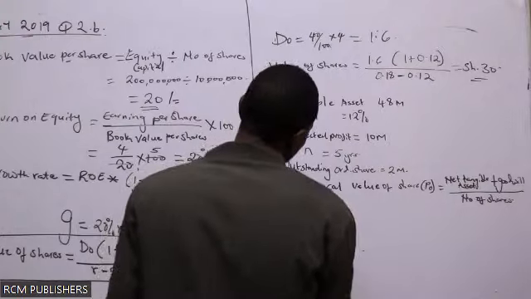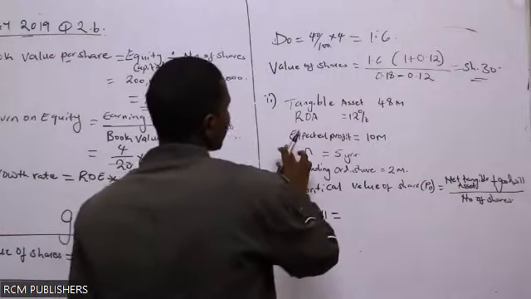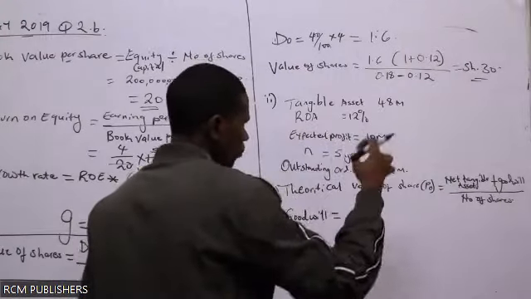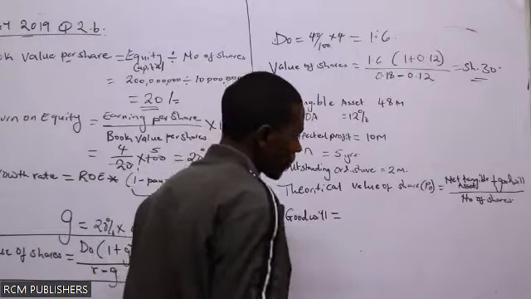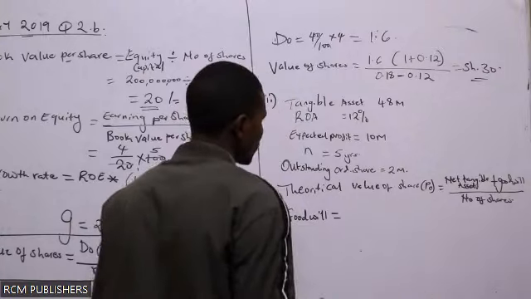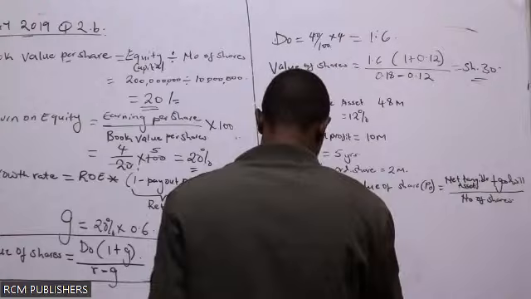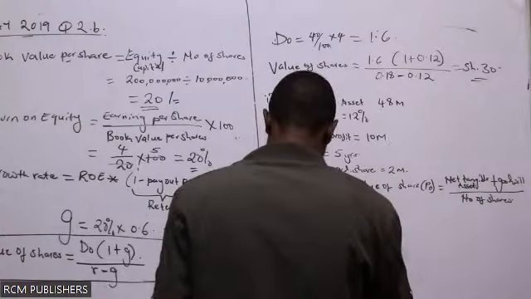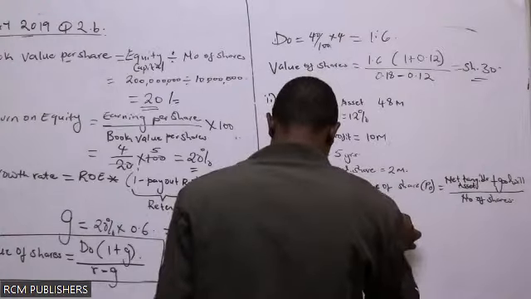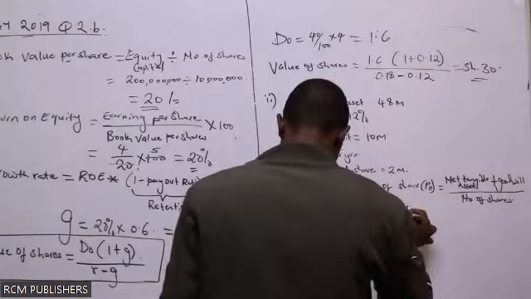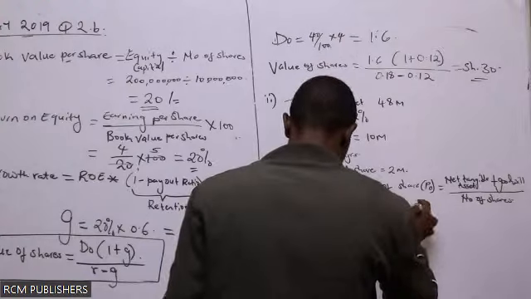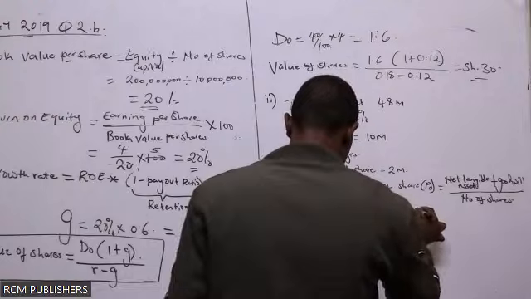Goodwill will be computed from this profit. We call it super profit, the expected profit in future. So to get goodwill, you'll have to take the super profit, or the profit, then you multiply by the number of years of purchase.